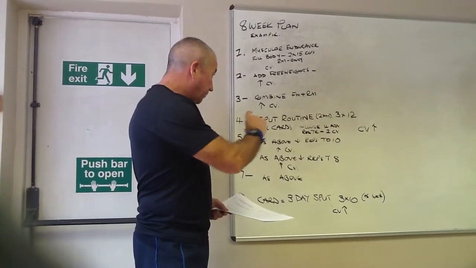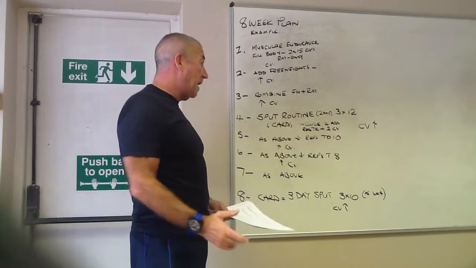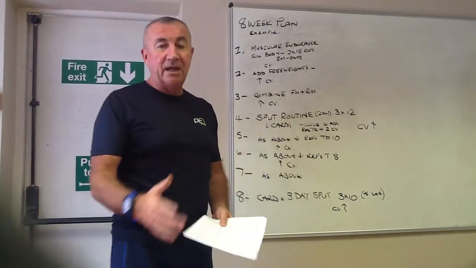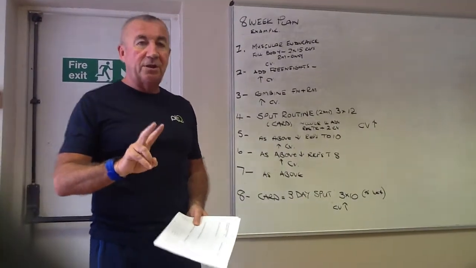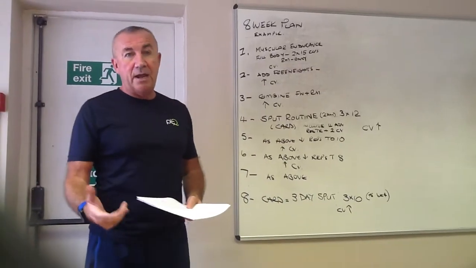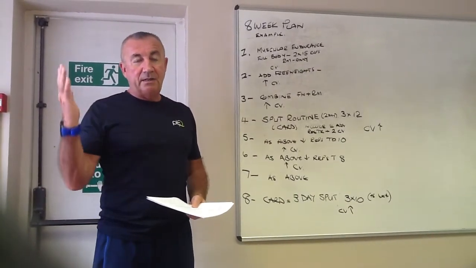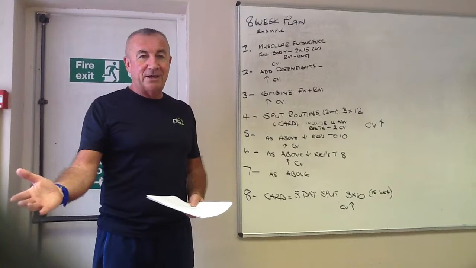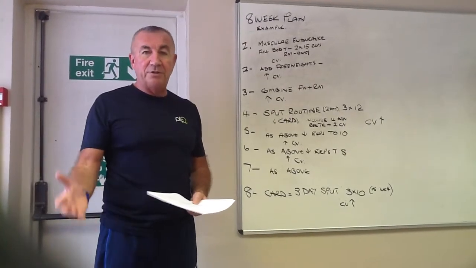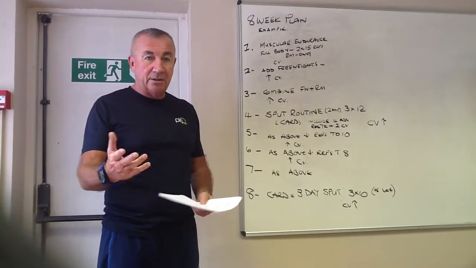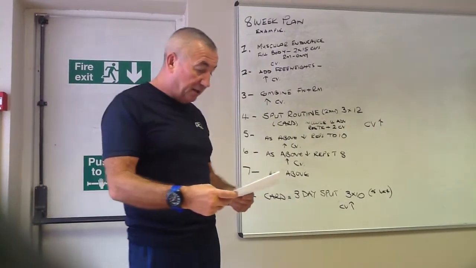You will also need to put some CV exercise in there, and now we're looking at advancing the CV. So we need to look at 2 advanced training systems. So you may wish to use long slow duration alongside interval training, or you may wish to introduce fartlek training. The choice is yours, and it depends on your client as well.